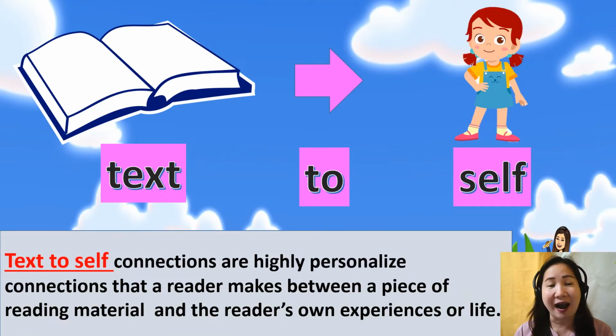Text-to-self connections are highly personalized connections that a reader makes between a piece of reading material and the reader's own experiences or life. Basically, these are the things that we remind ourselves of while we are reading, looking at the picture, or watching a movie. We relate to the story by looking back at our own personal experiences. So we can relate to the story, and that is text-to-self connection.